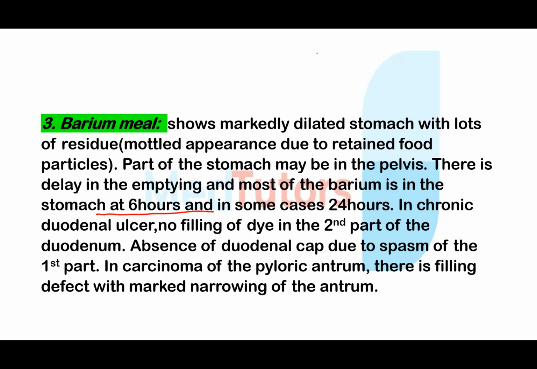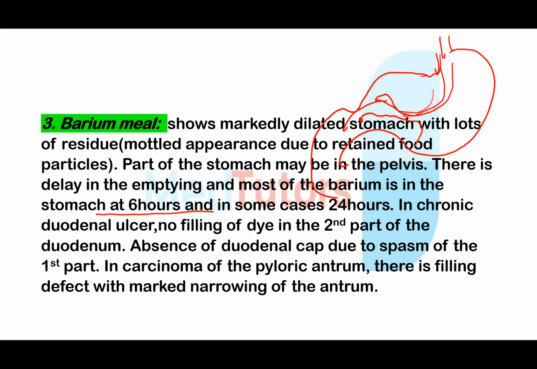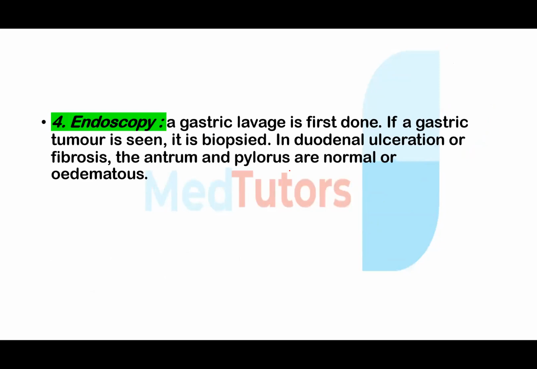In chronic duodenal ulcer, there is no filling of dye in the second part of the duodenum. There is absence of the duodenal cap due to spasm of the first part. In carcinoma of the pyloric antrum, there is a filling defect, okay? You will just see a filling defect around the antral region. This will now cause narrowing of the antrum.